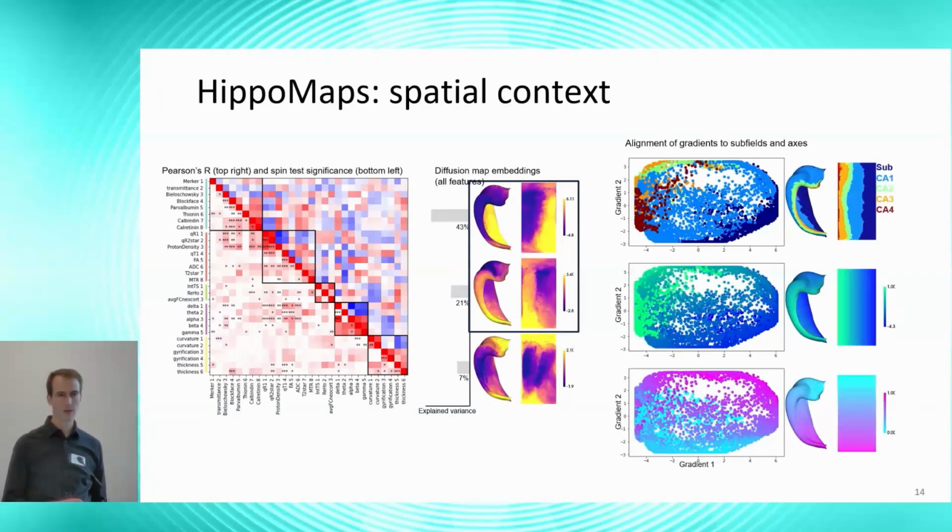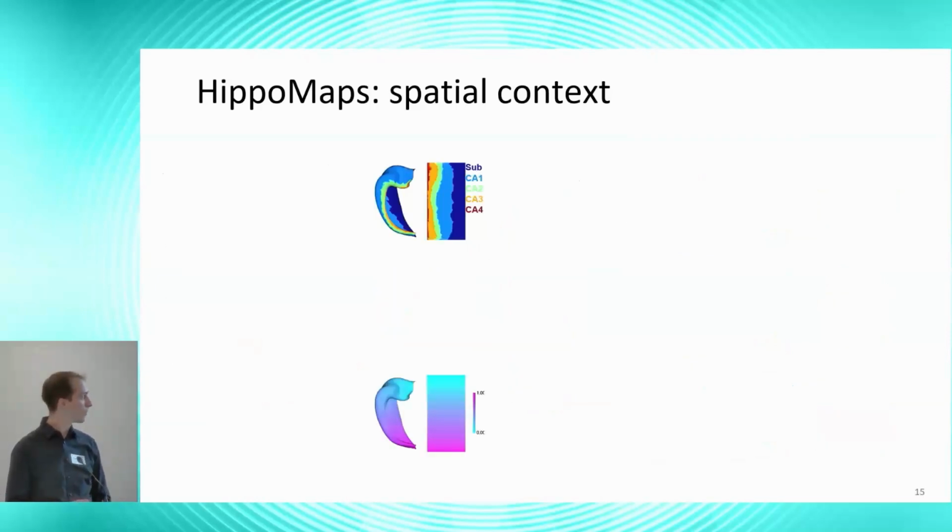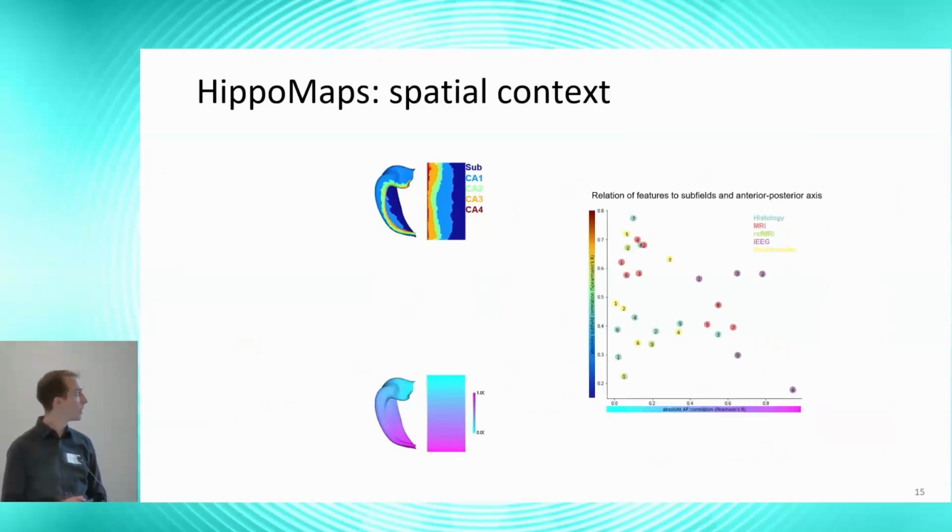And we can see that they get sorted fairly well into these different axes, just based on the data alone, which is not aware of the closeness of those vertices. So I'll focus mostly just on the subfields and the anterior-posterior axis. What we can then do is take all of our different kinds of features, and we can map out whether they're correlated with, on the x-axis here, the anterior-posterior axis of the hippocampus.